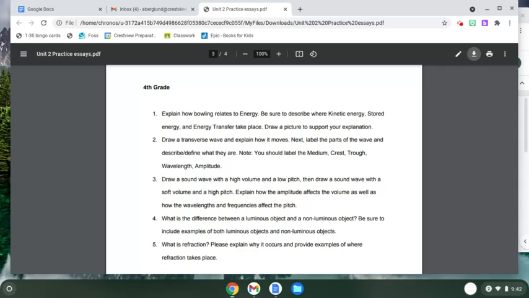so that you can better review. Okay, so what I first want you to do is to please take out your science notebook and put today's test date at the top. Right, so we should take out our science notebook. Please put the date at the top. The title of this page will be Practice Essays.